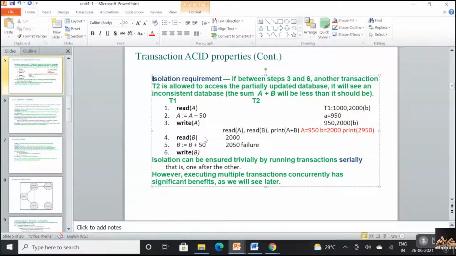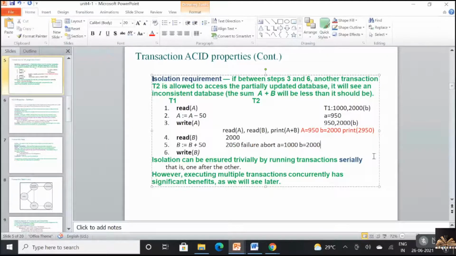Now, according to the atomicity requirement, what do I have to do? Once I'm not able to execute the transaction fully, I have to abort the transaction. So I have to abort. Now, once I abort the transaction, what will happen? All these steps which were modifying the database would be cancelled, and the new values would be A is equal to 1000 and B is equal to 2000.